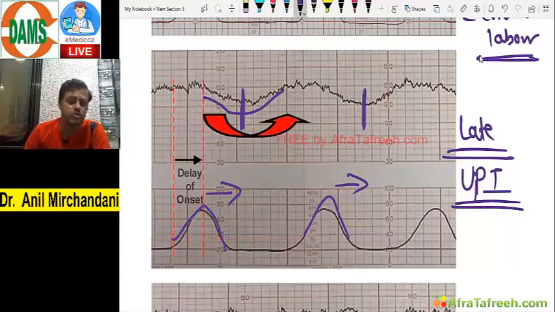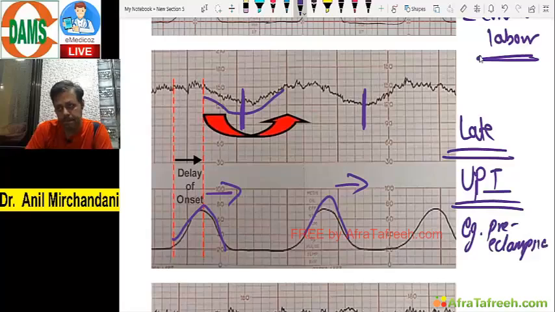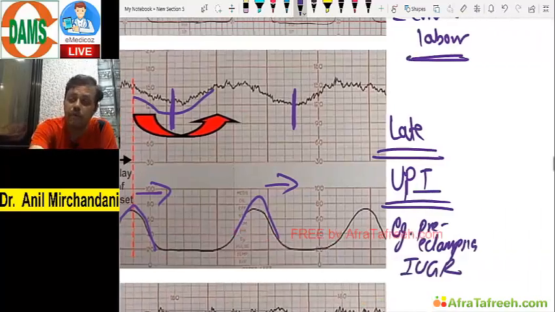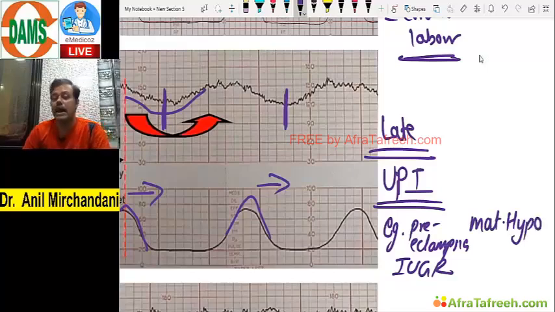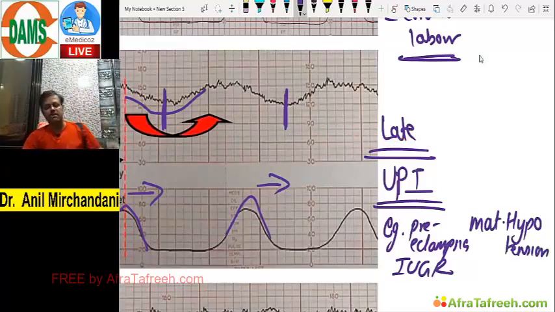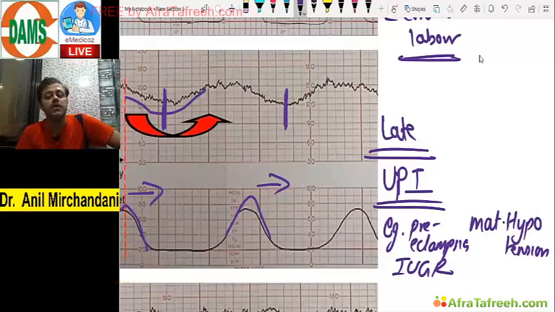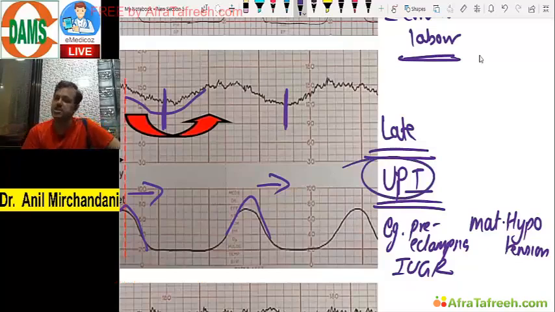Late deceleration, uteroplacental insufficiency, for example preeclampsia, IUGR, maternal hypotension. Yeah, hypertension also causes this, hypotension also causes this. Whichever condition reduces the blood supply to the baby would cause late deceleration due to uteroplacental insufficiency.